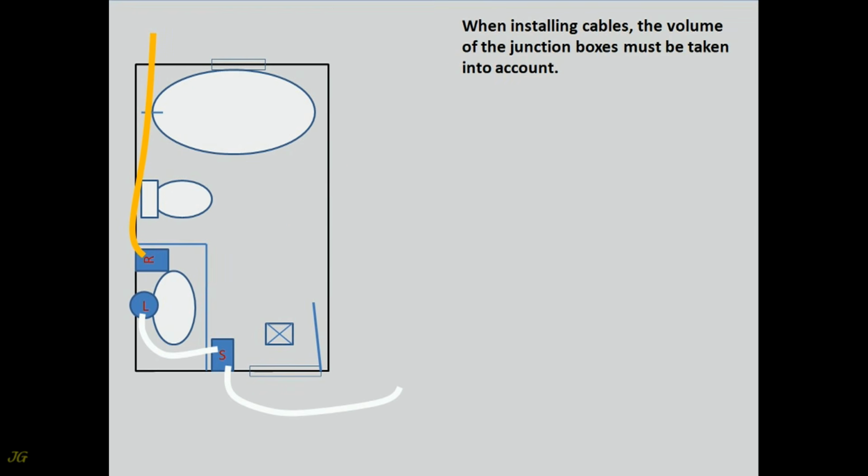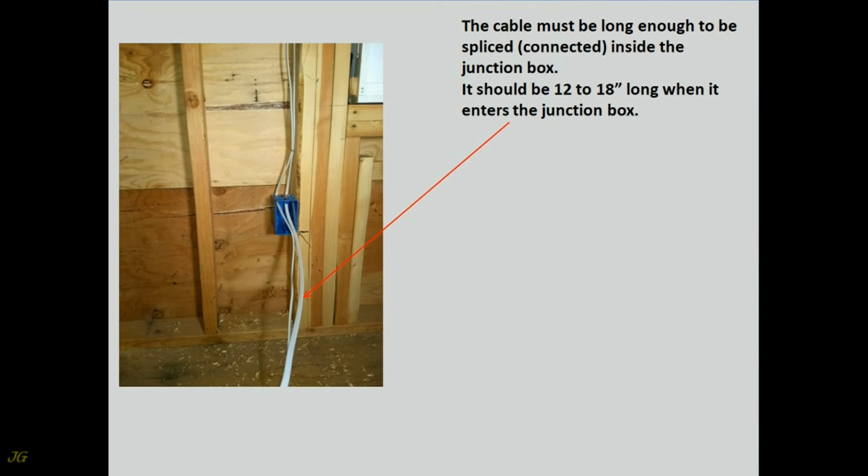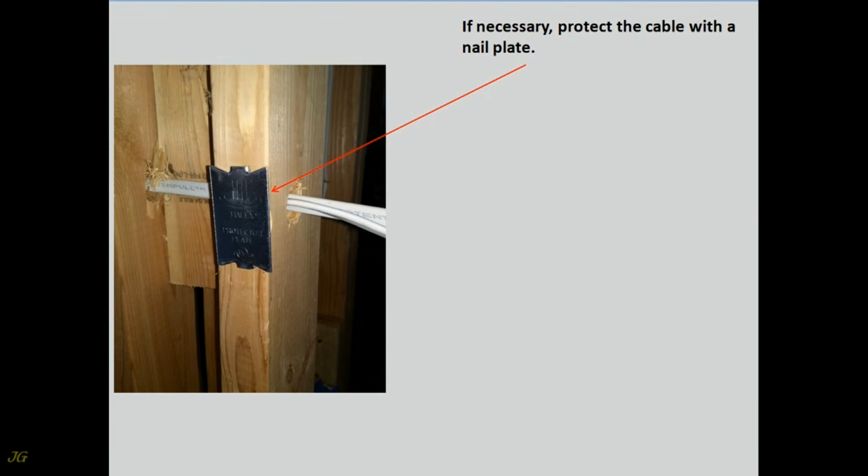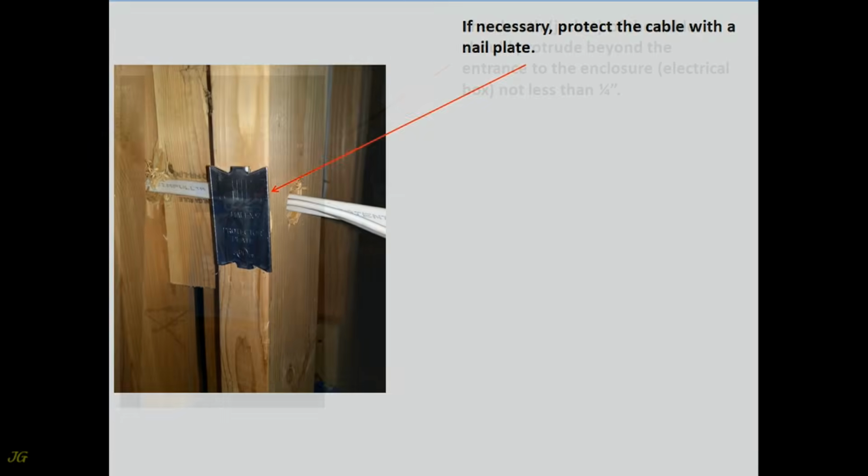When installing cables, the volume of the junction boxes must be taken into account. The cable must be long enough to be spliced, connected, inside the junction box. It should be 12 to 18 inches long when it enters the junction box. If necessary, protect the cable with a nail plate.